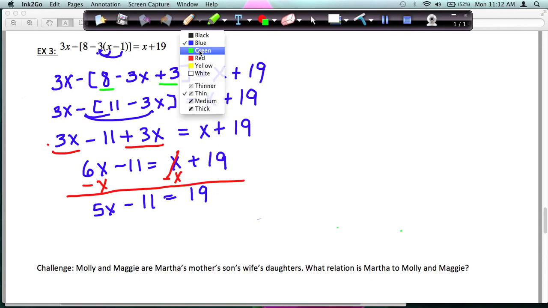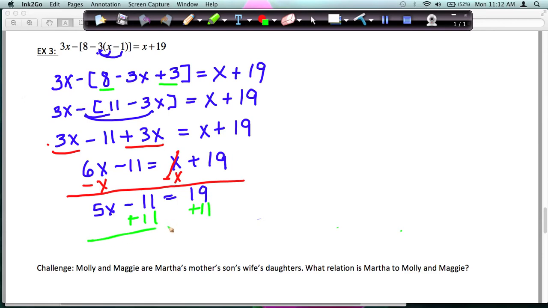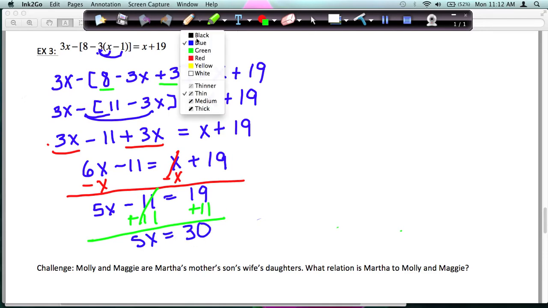Now I want to move this term that's next to the variable term that doesn't have a variable, so the -11. So I'm going to add 11 to both sides of the equal sign. Those will cancel. And I will get 5x equals 30. And then the last step to get x by itself is divide both sides by 5, and you get x equals 6.